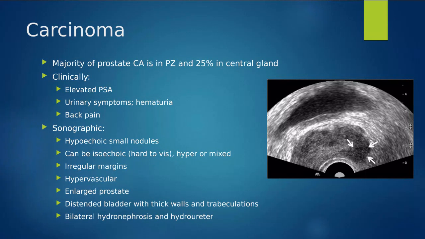We could see an enlarged prostate. Again, it's going to make our job a lot harder when we're talking about other things that can look like this on ultrasound. We could see a distended bladder with thick walls and trabeculations, and we could also see bilateral hydronephrosis and hydroureter. So this is why it's really important for us to not just ignore BPH and to really make sure that that's all that it is, because a lot of these sonographic appearances of these carcinomas in the prostate look very similar to BPH and look very similar to prostatitis. So we don't want to just ignore those benign findings because we could be ignoring a carcinoma.